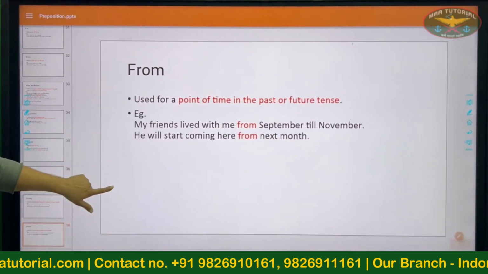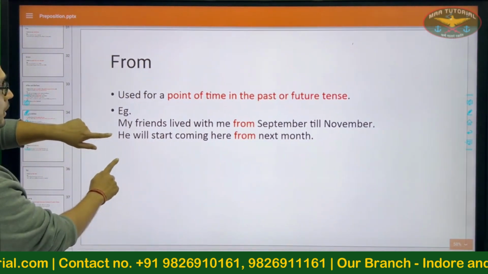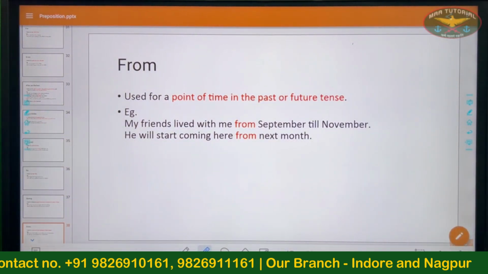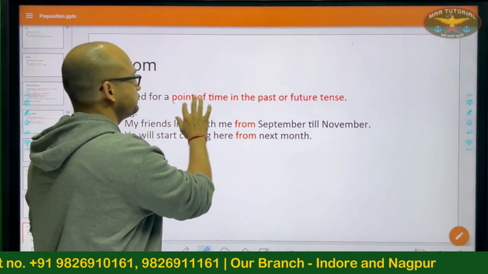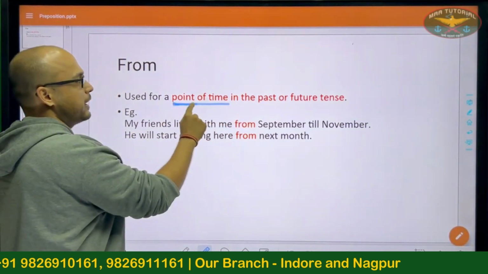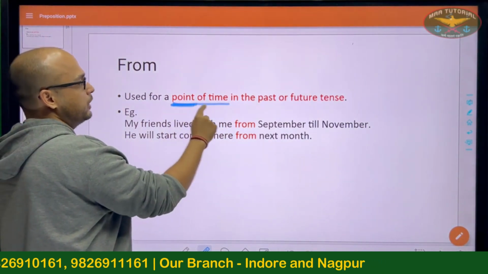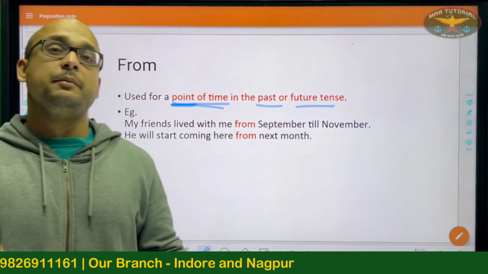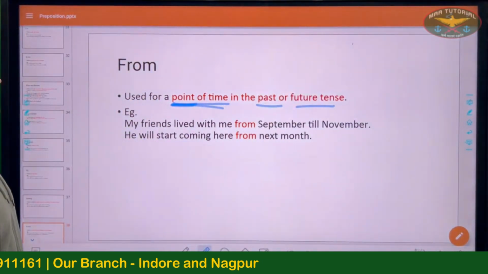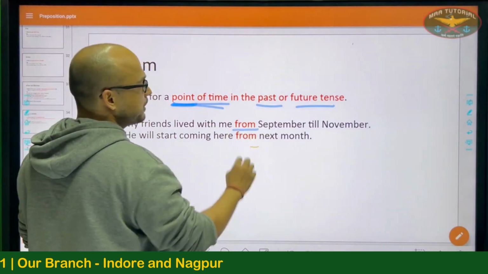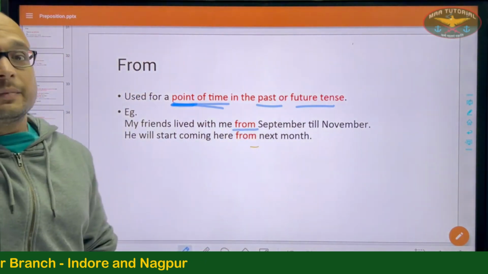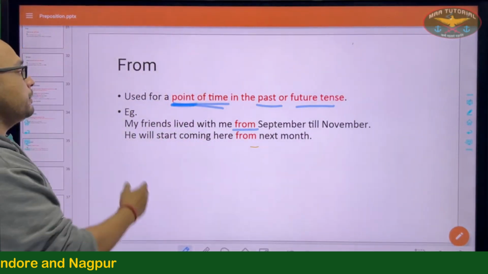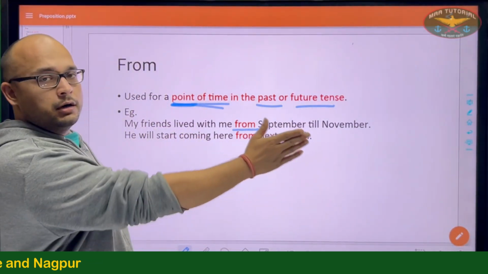And for our last preposition for today, from, used for a period of time in the past or future tense. Now it is used for a point of time, in the past or future tense. For example, my friends lived with me from September till November. So I'm talking about last September, October, November, 3 months, they lived with me.